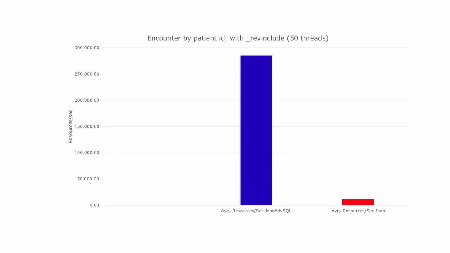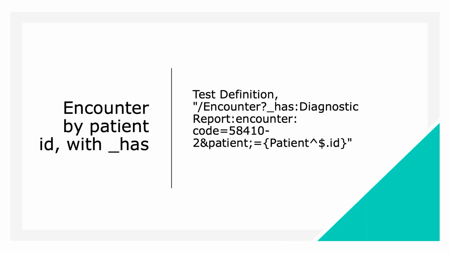And if you look at the resources in this complex type of query, _revinclude, we're getting over 250,000 resources per second with JSON Advanced SQL versus a very small number with the older strategy.